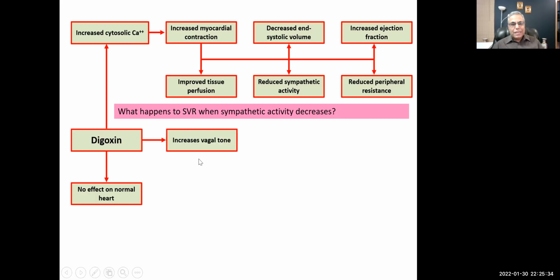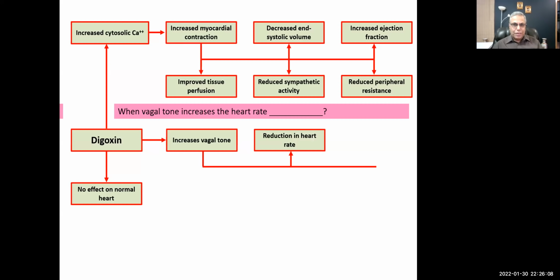So digoxin increases vagal tone, okay? And the question is, when vagal tone increases, does the heart rate increase or decrease? Vagus is parasympathetic nervous system, right? And perhaps it's written, it decreases, which is the right answer. So the heart rate will decrease, reduction in heart rate.